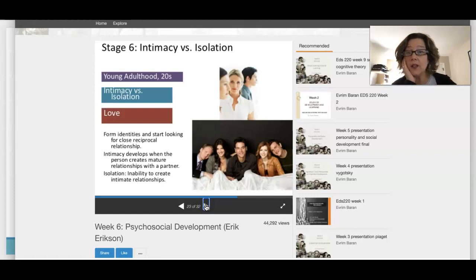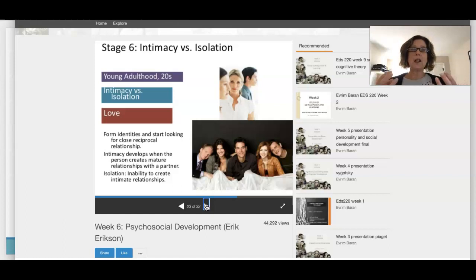Stage 6 is young adulthood, so your 20s. This is intimacy versus isolation. This is when you start to form close relationships, maybe ultimately a partner that will become your partner for life. And if there's a sense of isolation where you cannot create these intimate relationships, again, it's going to impact how you feel as a young adult. This does not mean that if you are single, you don't get past this.